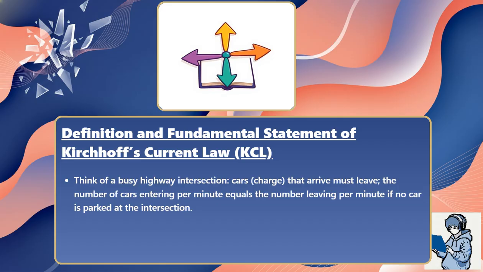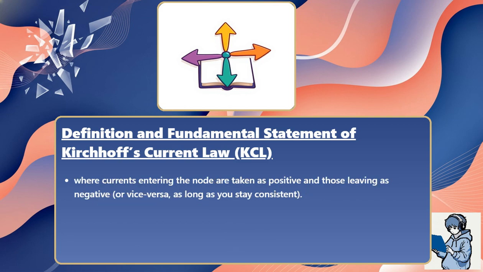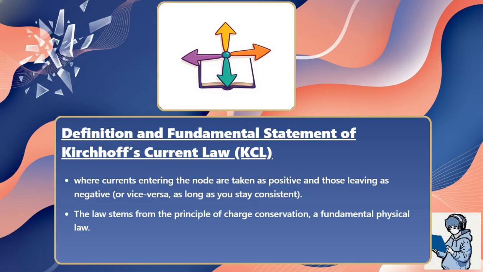Think of a busy highway intersection. Cars that arrive must leave. The number of cars entering per minute equals the number leaving per minute if no car is parked at the intersection. Sum from k equals 1 to n of I sub k equals 0, where currents entering the node are taken as positive and those leaving as negative, or vice versa, as long as you stay consistent. The law stems from the principle of charge conservation, a fundamental physical law.